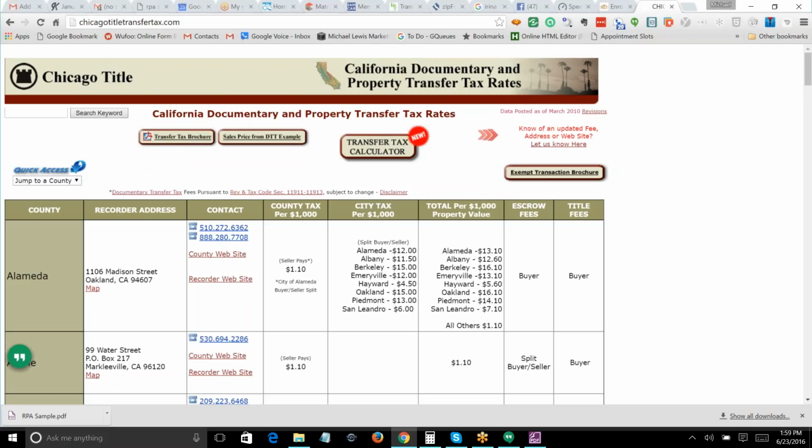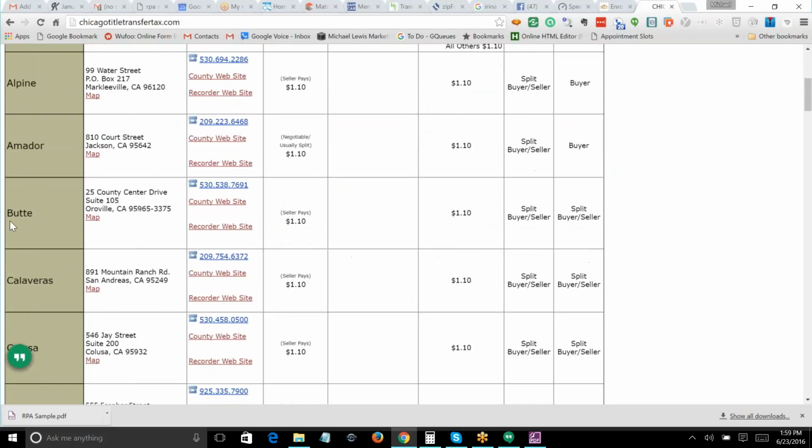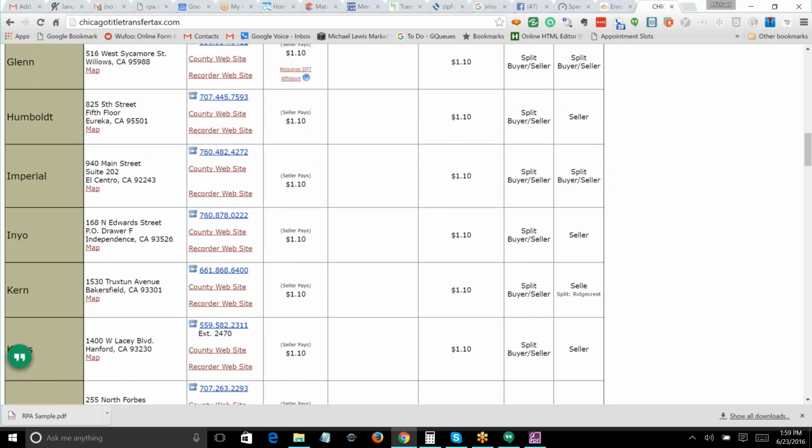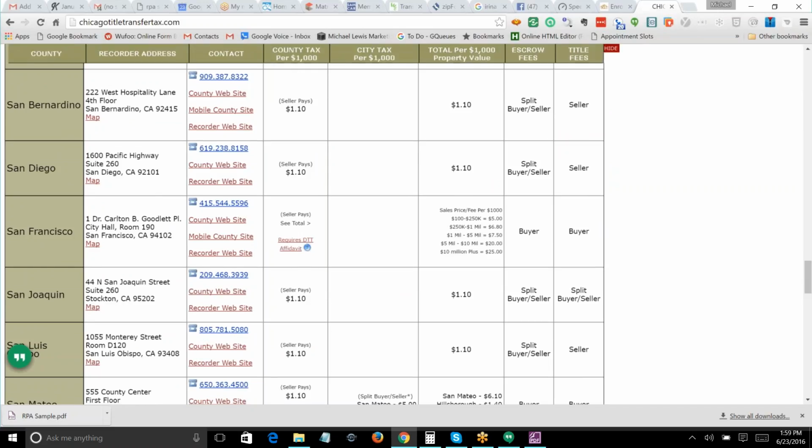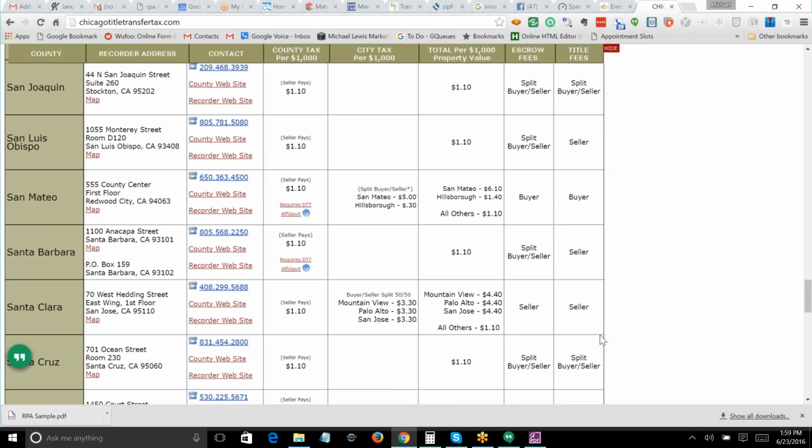You scroll down, and let's just look at Santa Clara County for fun. It shows, first of all, the city transfer tax. The county transfer tax is $1.10 per thousand. Seller pays everywhere. I've had people say it's in Alameda County or San Mateo County, that's a buyer pay county. That's for escrow and title, but not for the transfer tax.